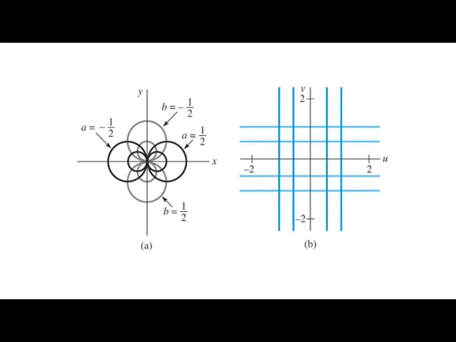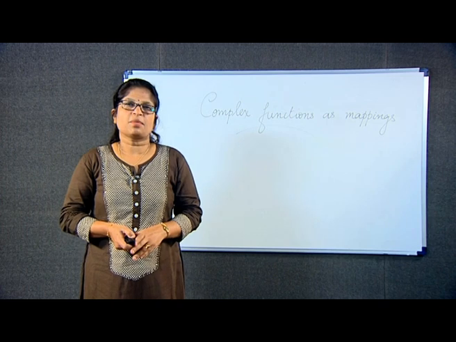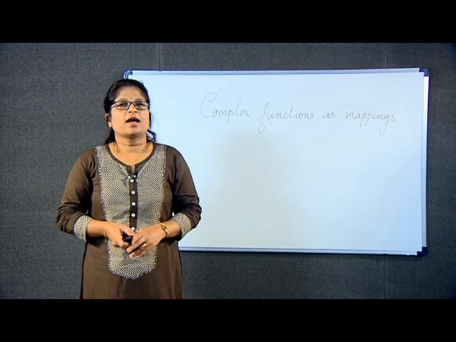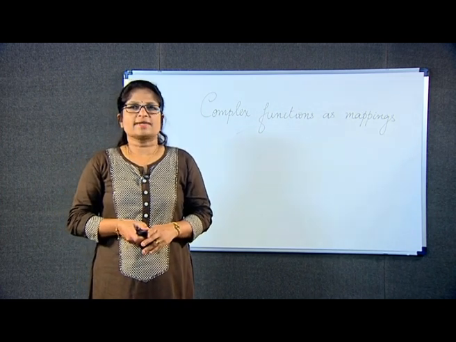So, your circles have radius 1 by 2a, centered at (0, 1 by 2a), and similar circles with radius 1 by 2a, centered at (0, minus 1 by 2a). So, let us see some of the basic transformations. The first one is translation.